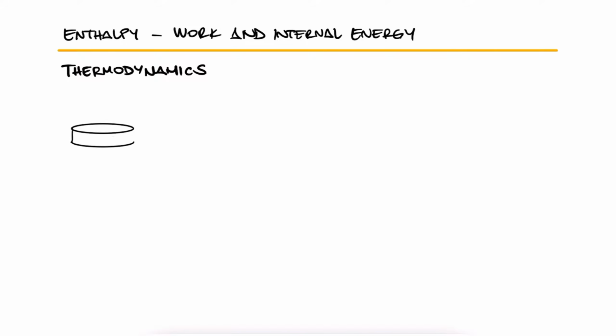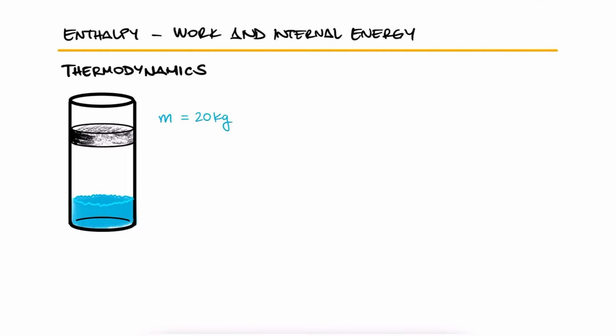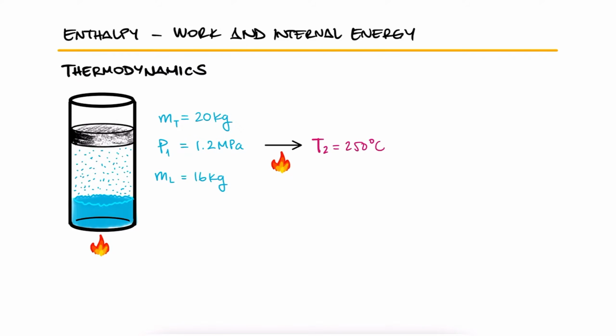A piston cylinder assembly contains 20 kilograms of H2O at 1.2 megapascals. Initially, 16 kilograms is in the liquid form and the rest is vapor. The cylinder is heated at a constant pressure until the temperature reaches 250 degrees Celsius. How much heat was added and how much boundary work did the piston produce?